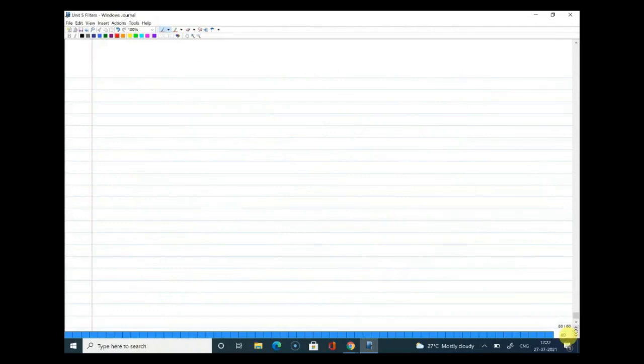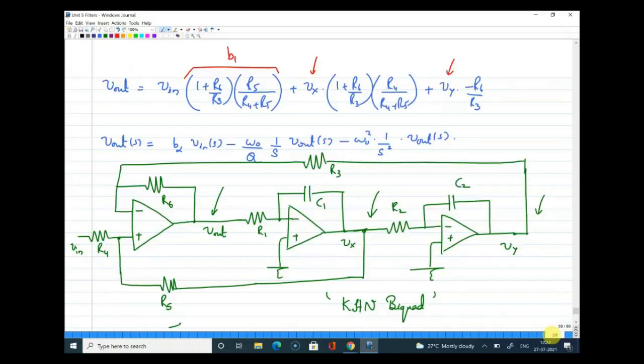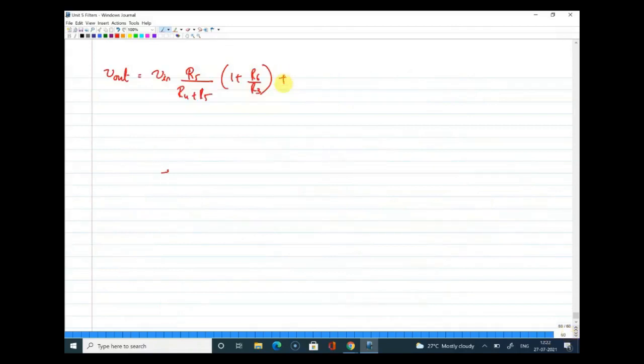Sorry, V out itself. So I can write V out as V in into R5 by R4 plus R5 into 1 plus R6 by R3. That I have directly taken from this. Now plus, instead of writing it as Vx, I will bring in this relation.